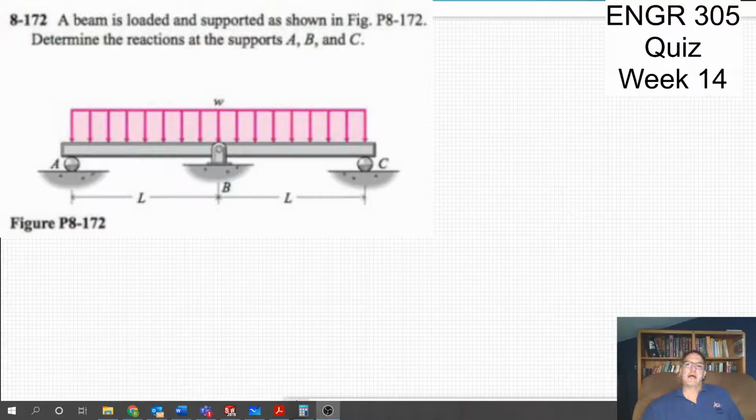Engineering 305. This is the quiz for week 14. I think everybody knew it. This was a problem out of the book. Beam is loaded and supported as shown in figure 8.172. Find the reaction forces. It might have been a good one to go, hey, what's the deflection at L over 2? But if you got the reaction forces, the rest of it, we can do the rest of it.